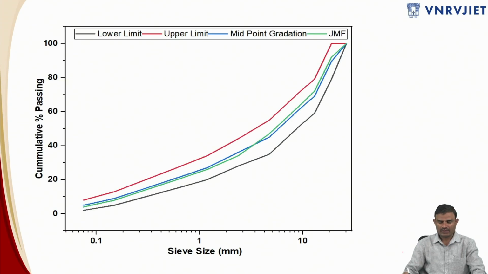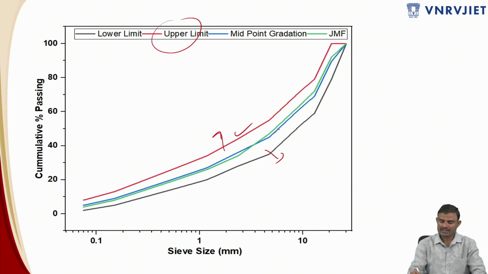Okay, and this is the graph corresponding to the gradation I have selected. So this is the upper limit, represented over here, which I cannot exceed in my job mix formula or the gradation I have selected. It should not deviate. It should not be higher than this, and at the same time it should not go below this.